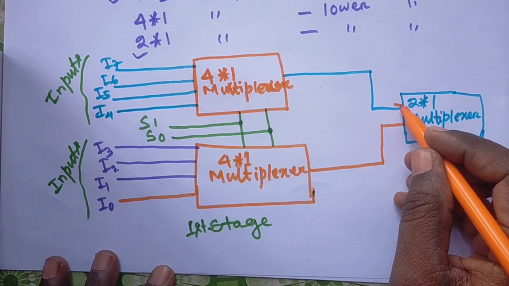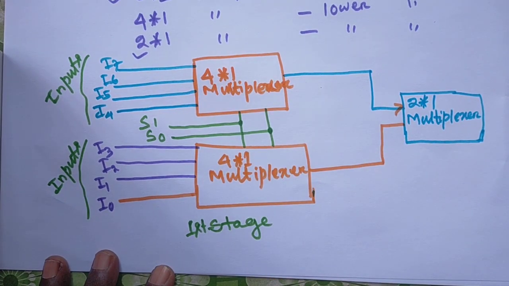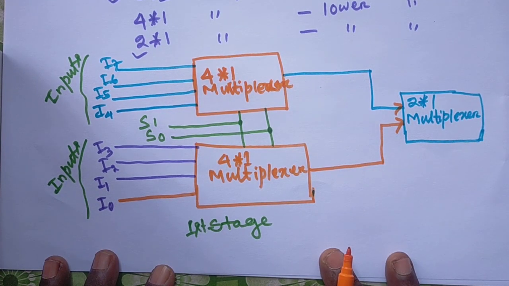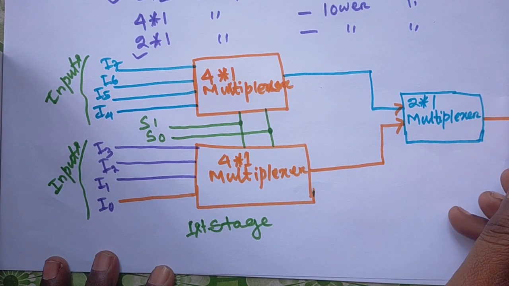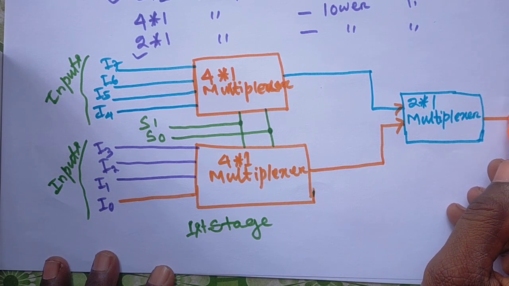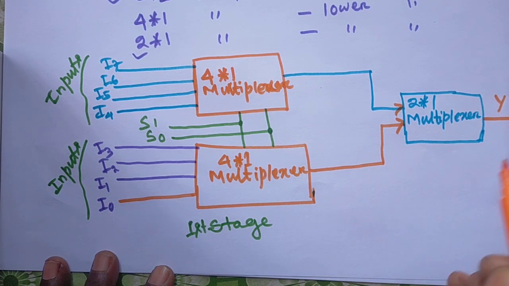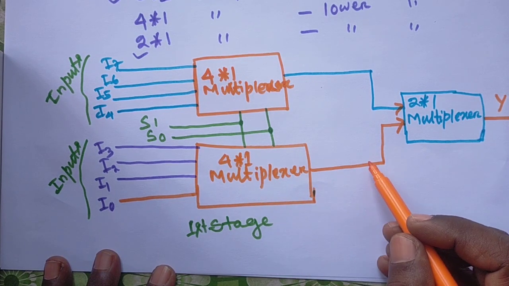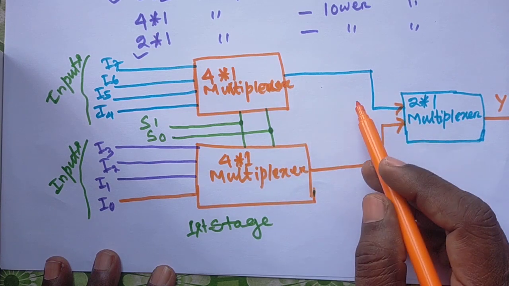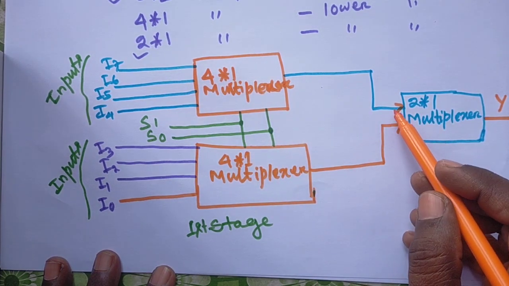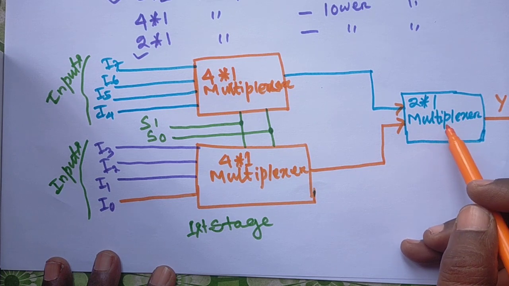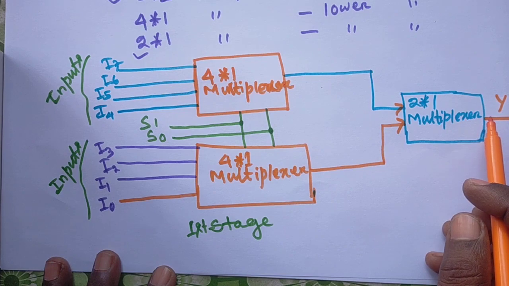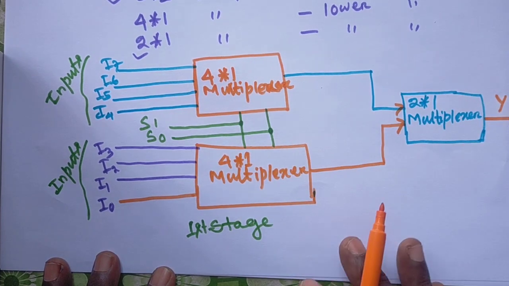So one output from this multiplexer comes to here, and another multiplexer also comes to here. Then lastly, this is the last output defined by this one. That means this multiplexer provides one output, and this multiplexer provides another output. These two outputs are considered as inputs to this 2-1 multiplexer, and this 2-1 multiplexer provides only one output. Okay, this is the basic diagram.